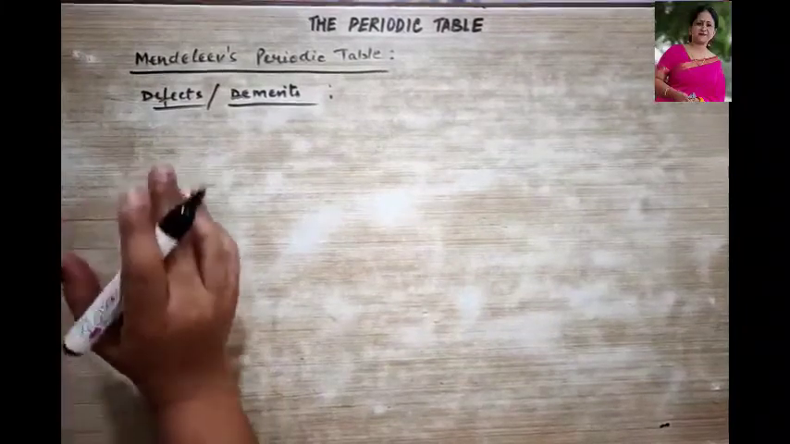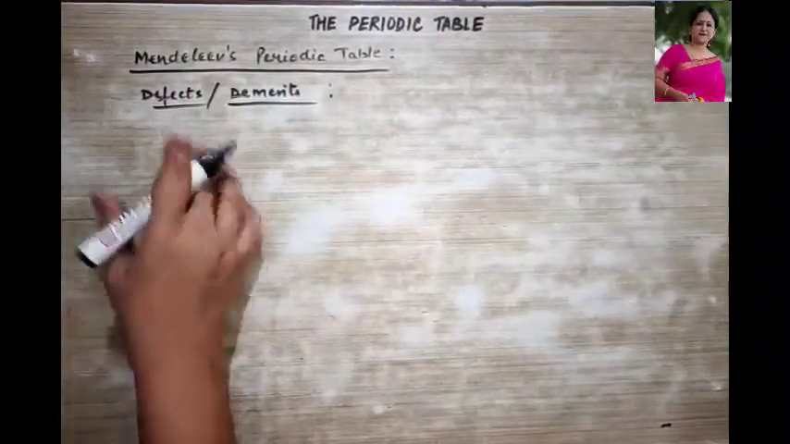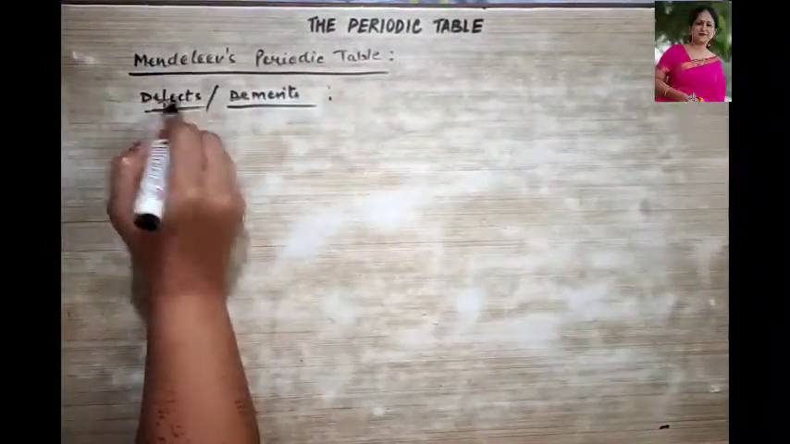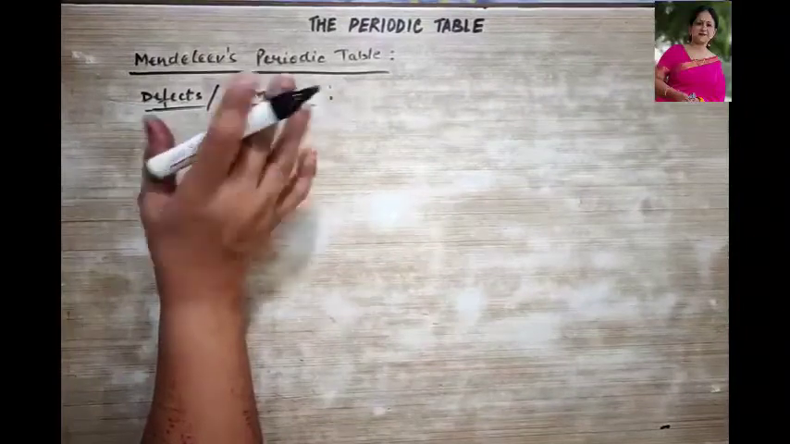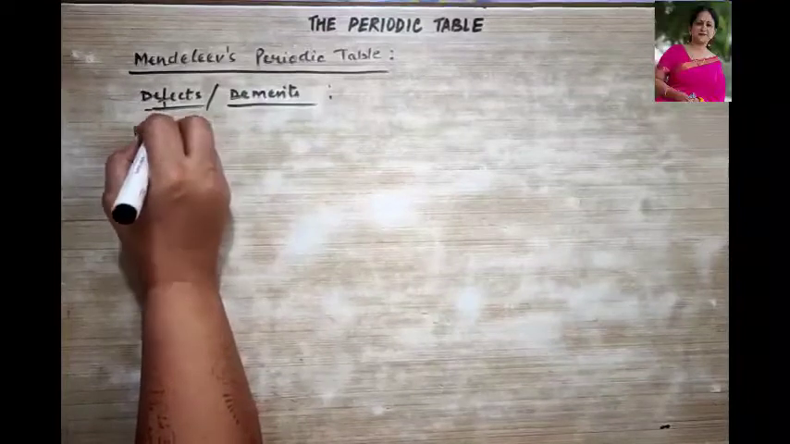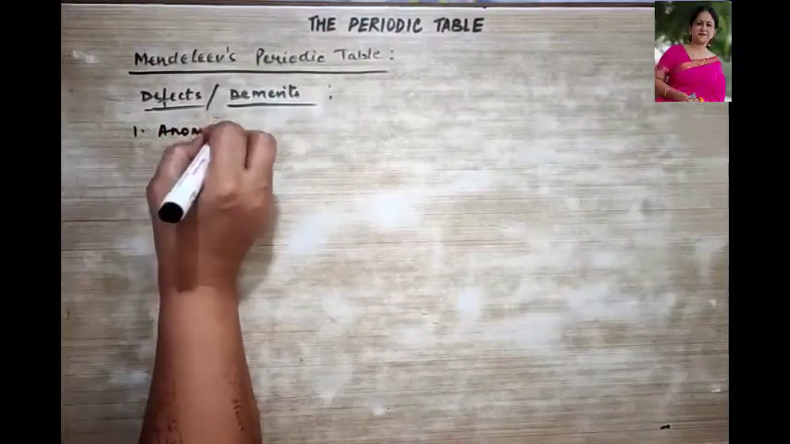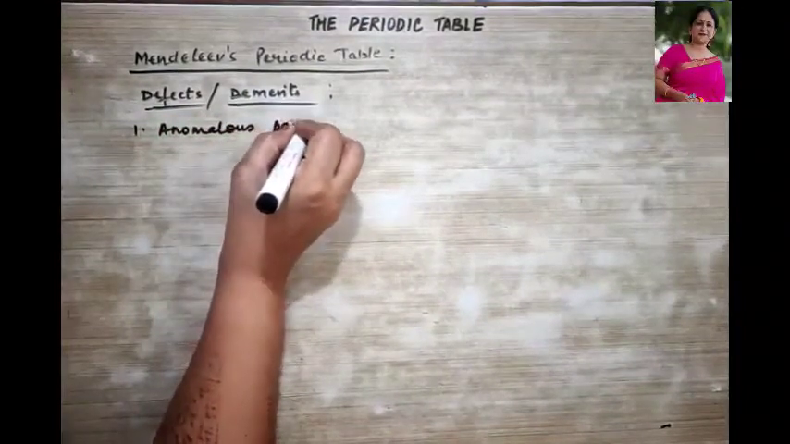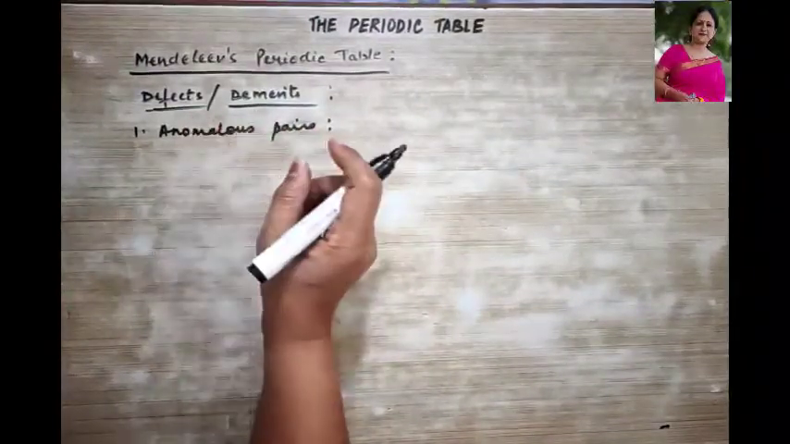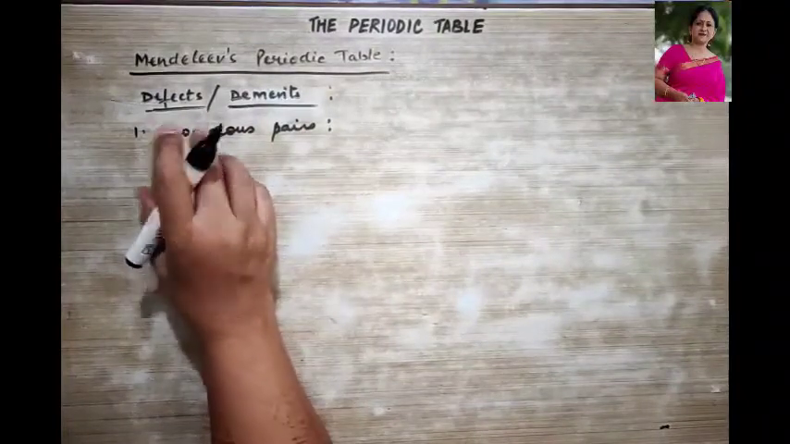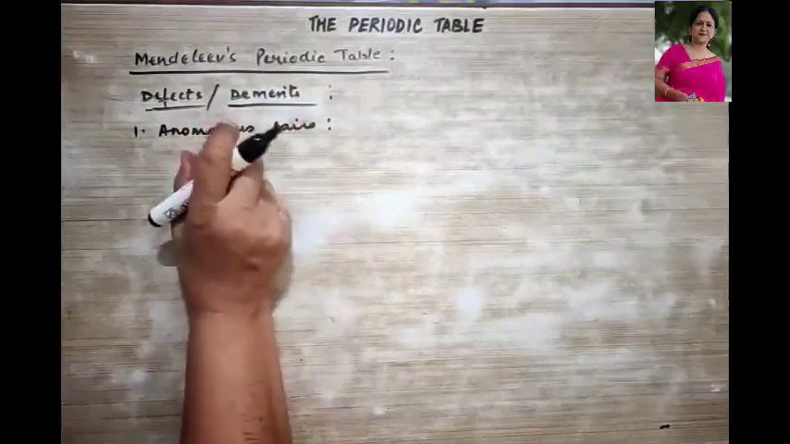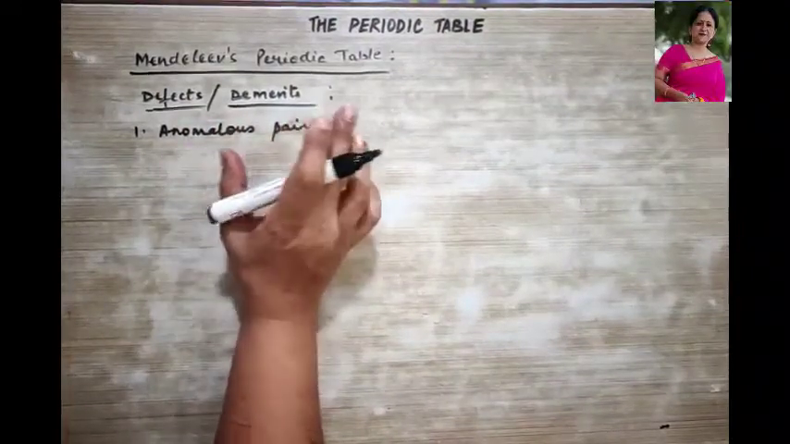So though so many important points Mendeleev had stated about the periodic law, still there were certain defects found in his periodic table. What was that? The first defect or the demerit was the anomalous pairs. There were anomalous pairs found in the periodic table. Now you must be wondering, what do we mean by anomalous? Anomalous, if you remember, means abnormal behavior. So over here it says some abnormal pairs were found.